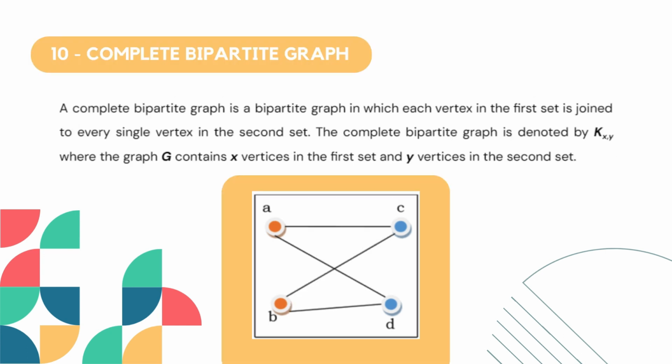10th, complete bipartite graph. A complete bipartite graph is a bipartite graph in which each vertex in the first set is joined to every single vertex in the second set. The complete bipartite graph is denoted by Kx,y, where the graph G contains x vertices in the first set and y vertices in the second set.